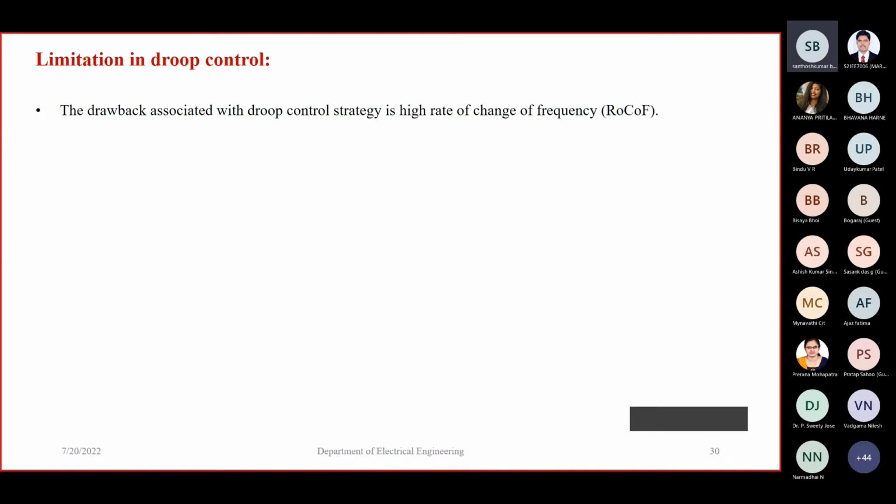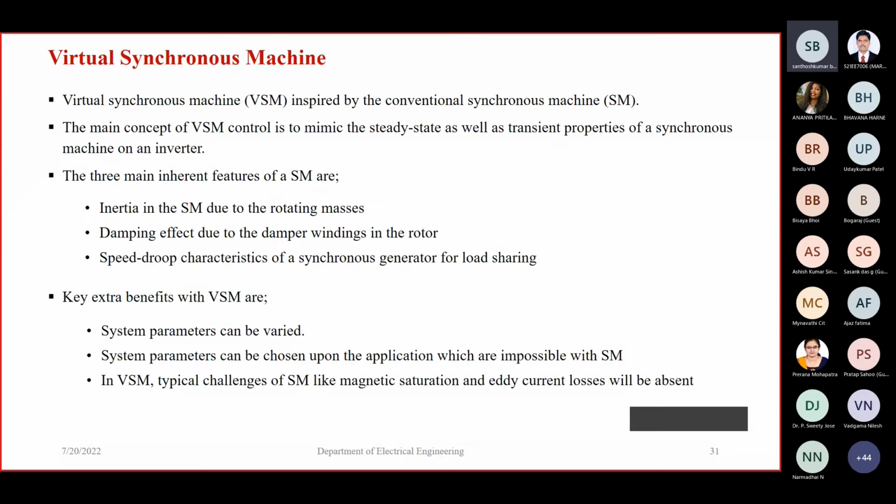If the active power is changed suddenly, definitely there is a dip in the frequency, so the rate of change of frequency is high. There is a high chance of tripping of the df by dt relay. So that's why we have to control the rate of change of frequency also. That's why we are using the swing equation concept, or by using VSM, we can nullify that drawback in the group control.